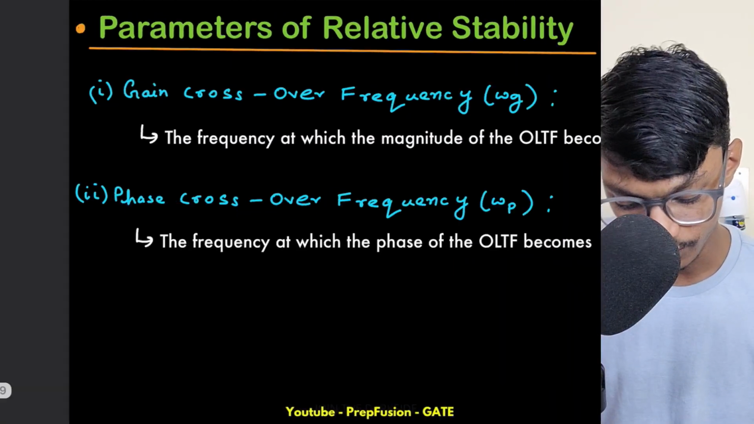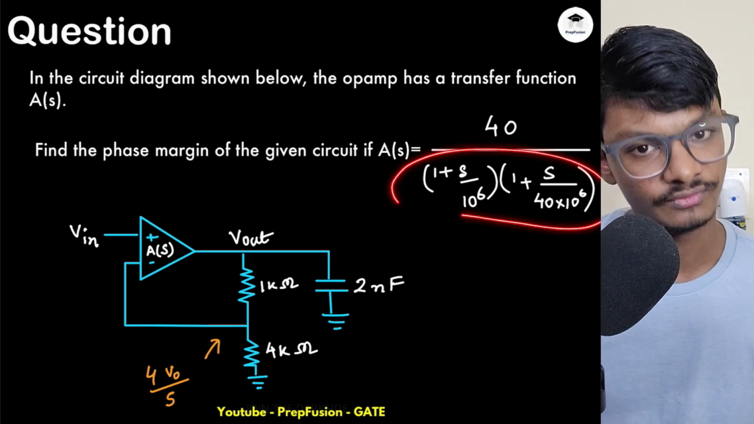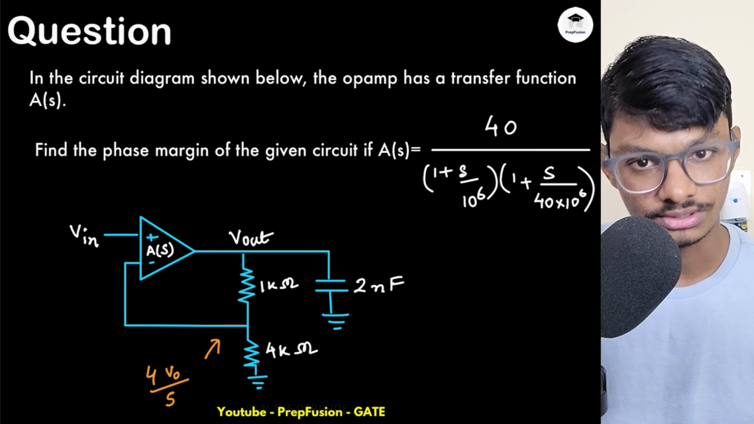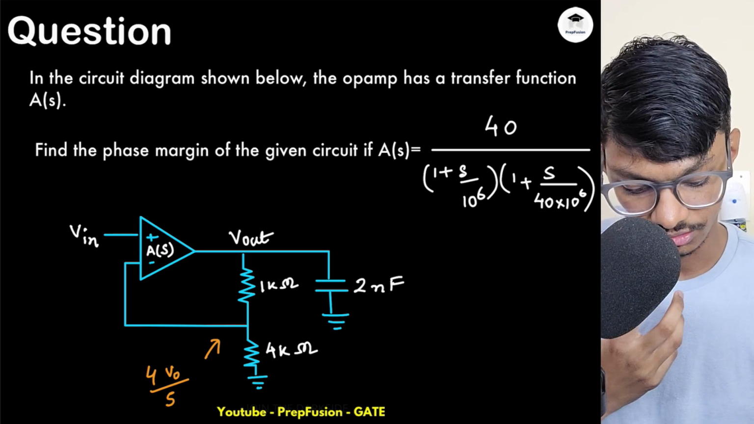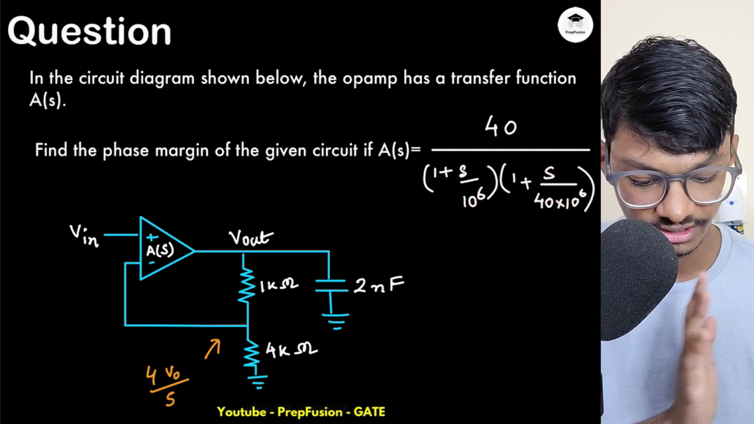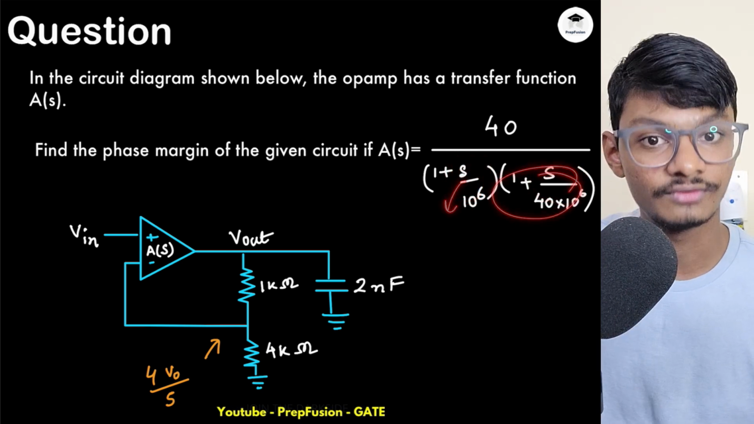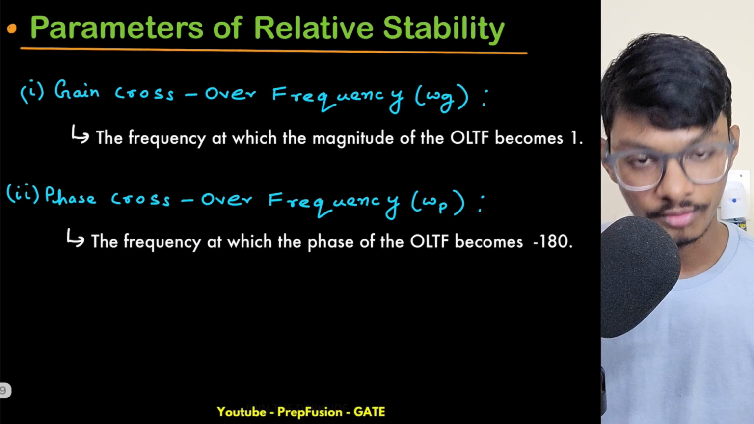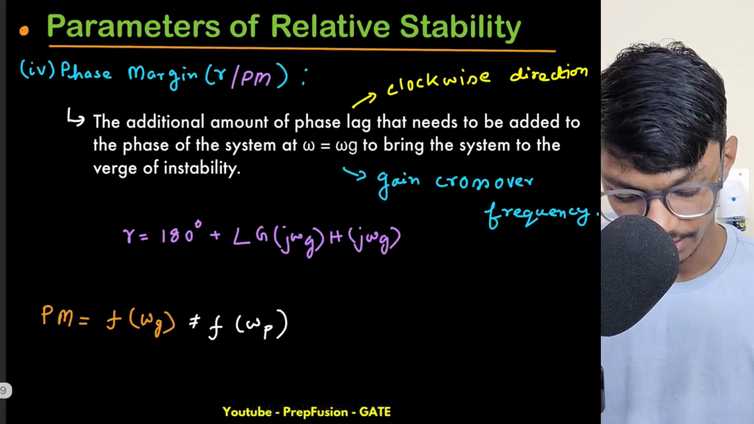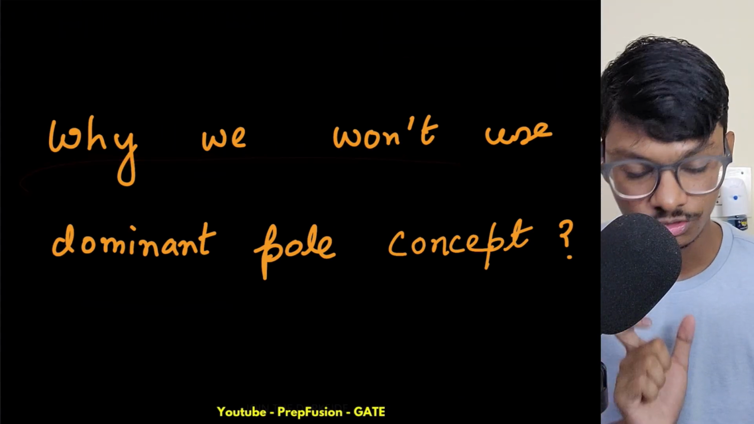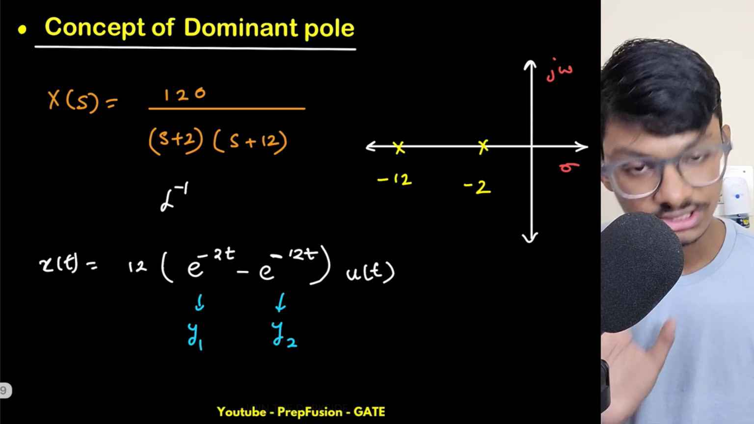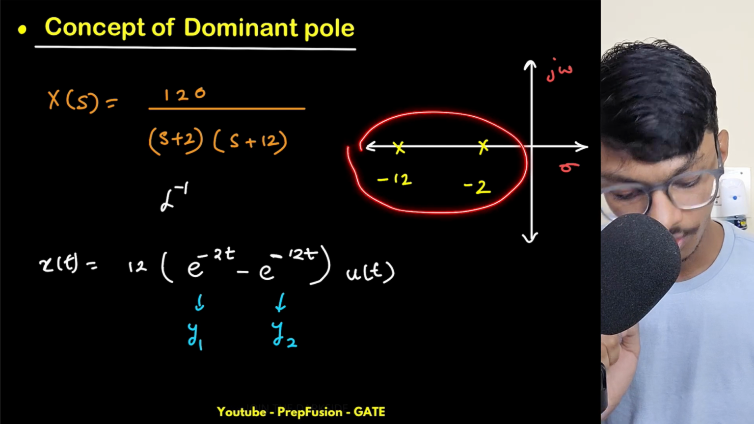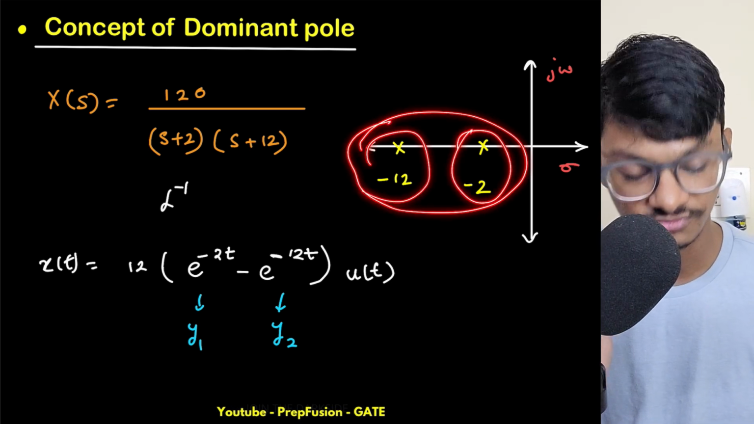Now, few students get confused. You can see the transfer function of this, and you might say, sir, we can apply the dominant pole concept, because we know that if two poles are very far apart and one pole is very near to the origin, which is this, and the other pole is much further away from the origin, we can ignore that pole. Now, when studying the dominant pole concept, you have to remember why we ignored that pole. I will give you a brief overview of why we won't use the dominant pole concept here. I derived this in my lectures, and I'll put the link. Just remember that these two poles are very far apart. This is nearer to the origin, and this is further away from the origin.